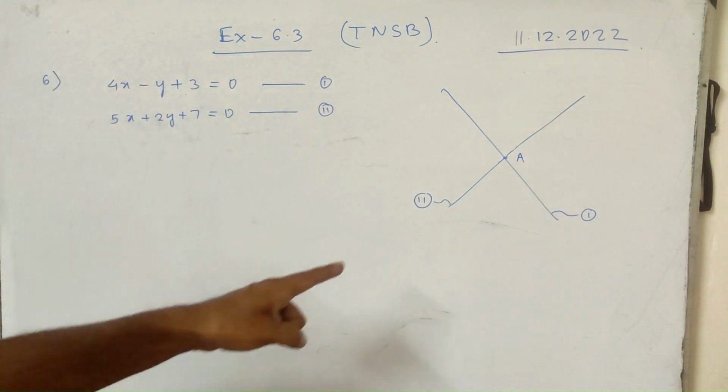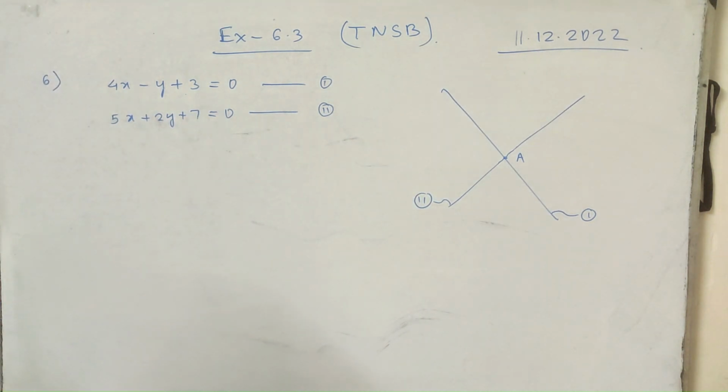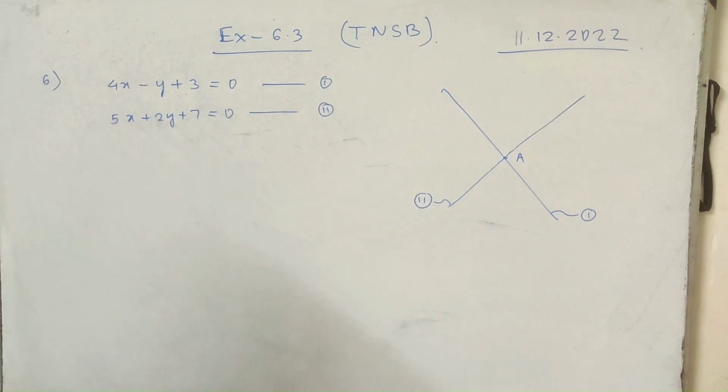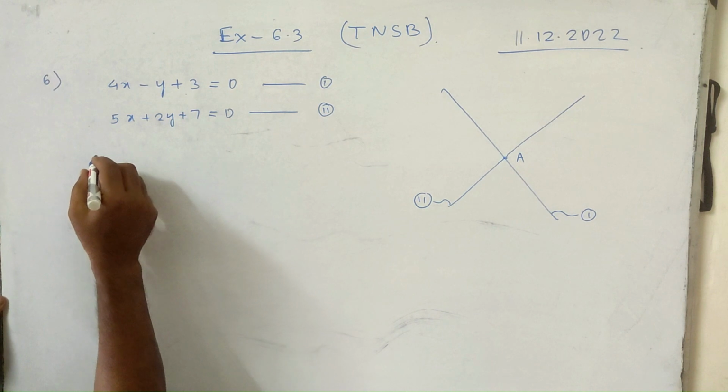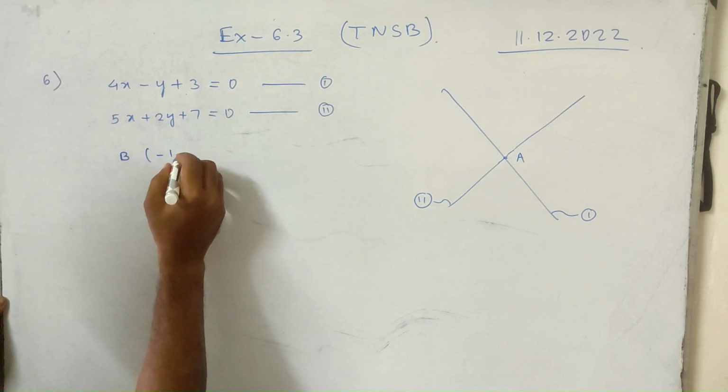Next, we know one point. In order to find the equation of any line, you should know either another point or a slope. Some more information will be given: through the point minus 1 comma 2. So B is minus 1 comma 2.